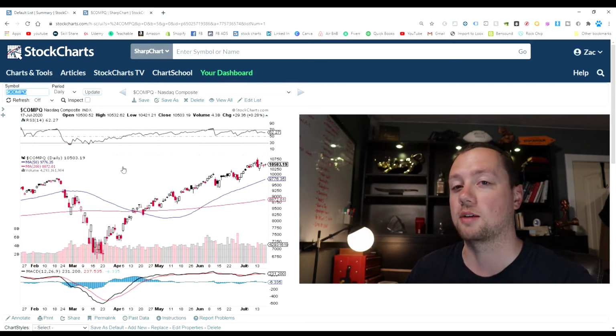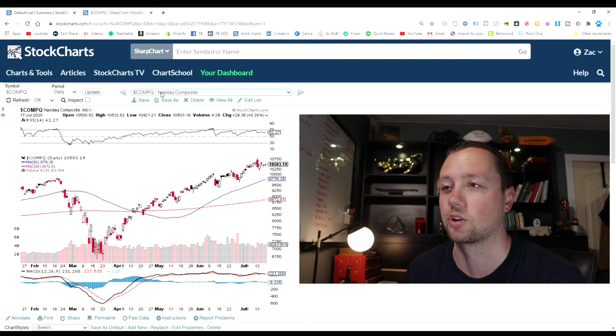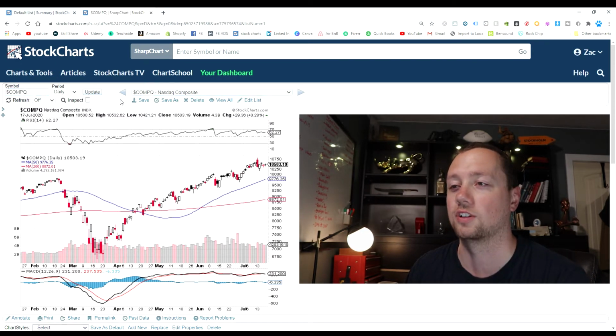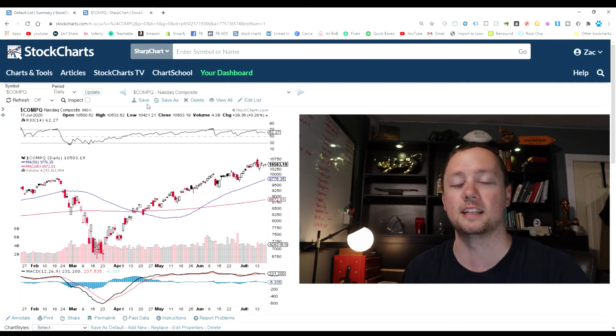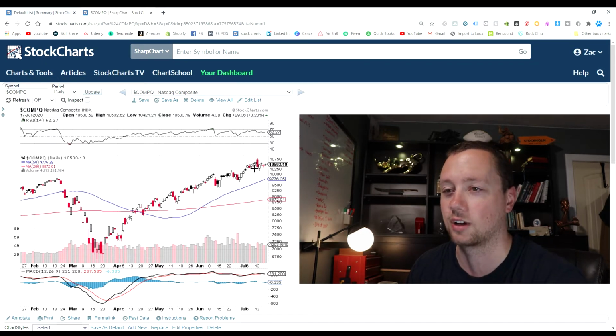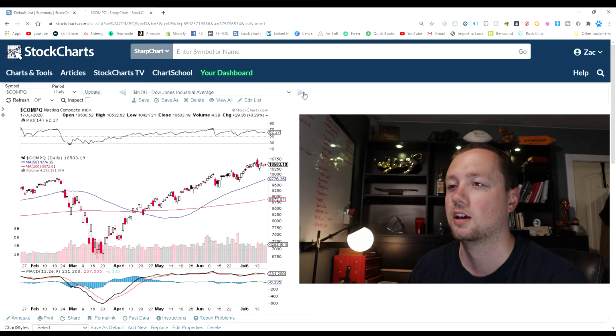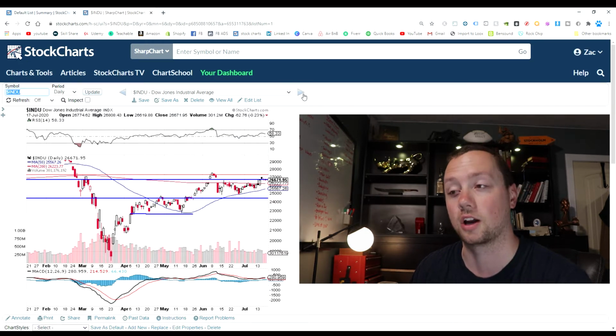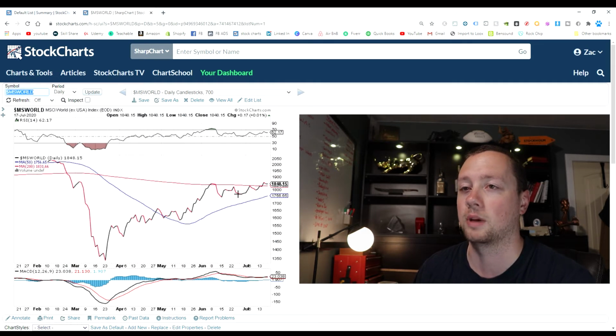So every time I sit down and I start looking at my charts, the first thing I do is I look at the market. So the first four charts that I have here are all basically indexes. They show me what the market is doing. So as you can see, the NASDAQ right now is at an all-time high. The next one's the Dow Jones. It's not at an all-time high, but it is trading within a channel that I've highlighted here in blue and red. We've also got the MS World Index.